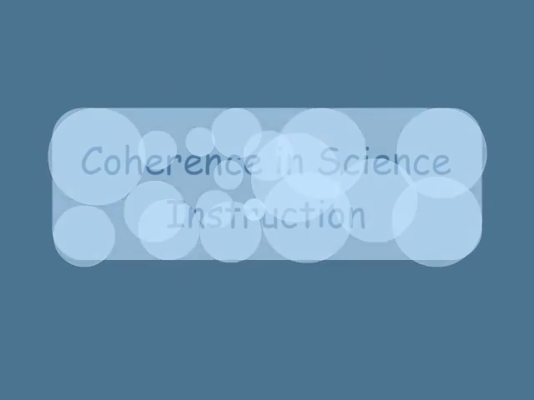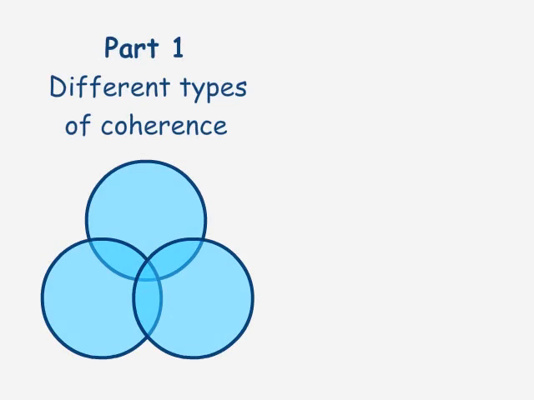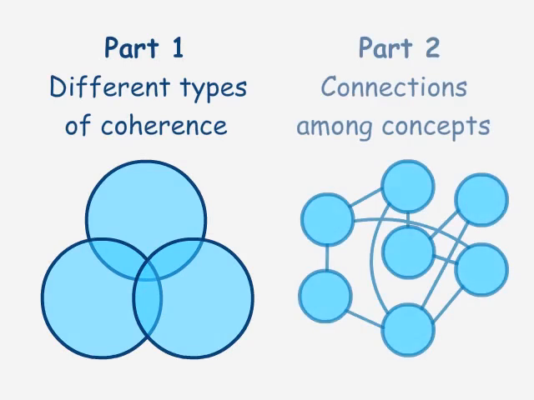This video will explore the idea of coherence in science instruction. The first half of the video shows the different types of coherence, emphasizing conceptual coherence. The second half illustrates how connections among concepts can be made and how these connected concepts are linked to the big idea.